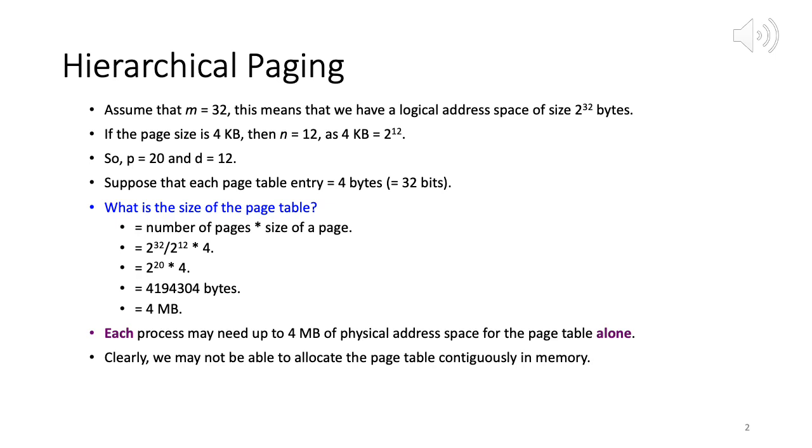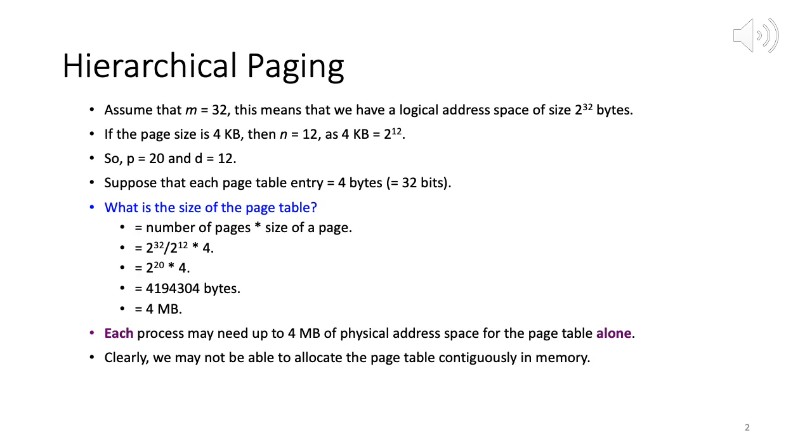Now if we assume that the page size is 4 kilobytes, how many bits do we need to address 4 KB? 4 KB is 4 times 1 KB, which is 2 raised to 12, which means 12 bits. So now our value of p is 20 and d is 12. A 4 kilobyte page means our offset has to be 12 bits. The total address is 32 bits, so 32 minus 12, which is 20, will be p.